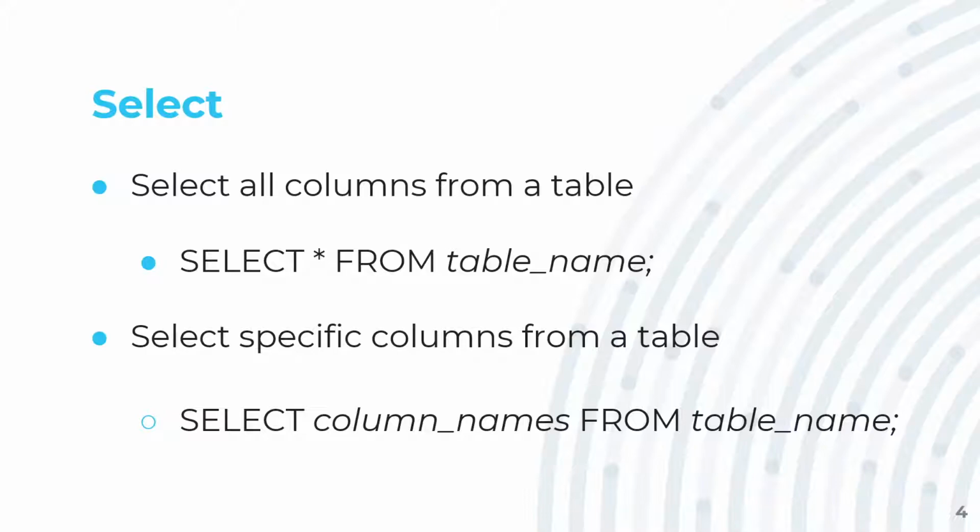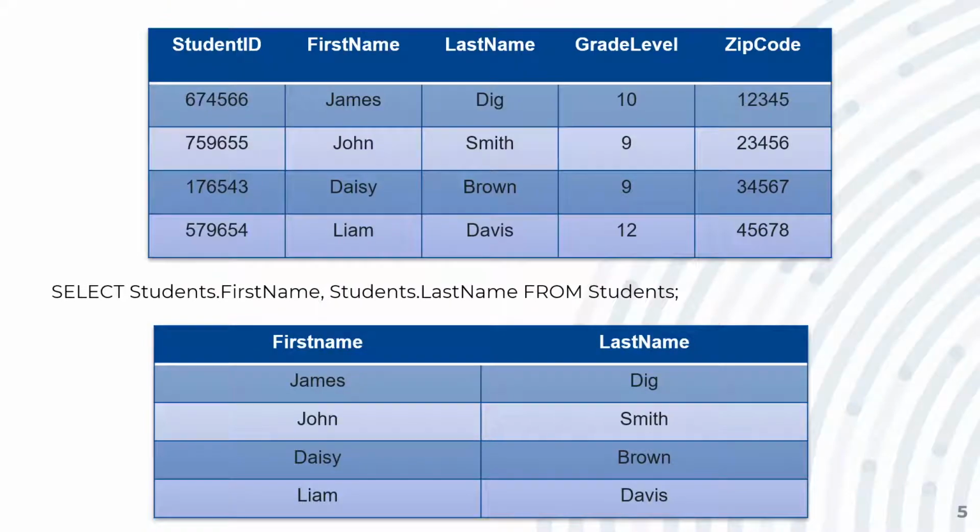In the same way, instead of the star, you could write whichever column names you want to select and separate them with commas. Let's look at some examples. Here we have the students table that was shown in the previous video. If we write the first select statement selecting everything, then the end result will just be the entire table. Now, if we specify the column names as shown in the statement, select students.firstname, students.lastname from students, then we get a smaller version of the previous table that only has the first and last name of the students.